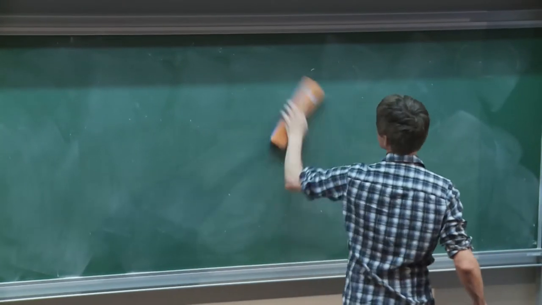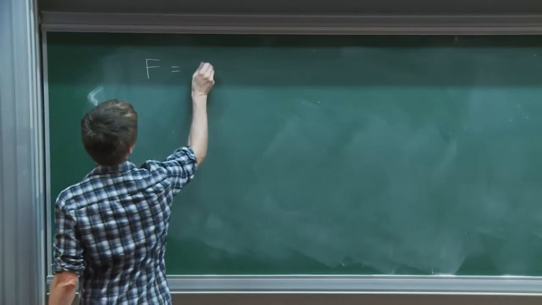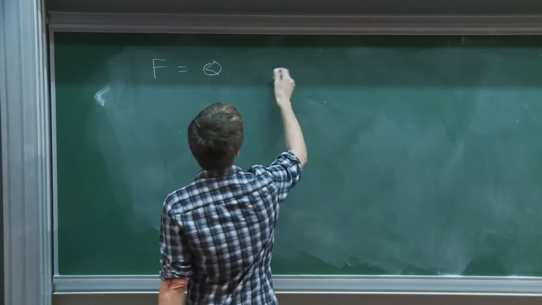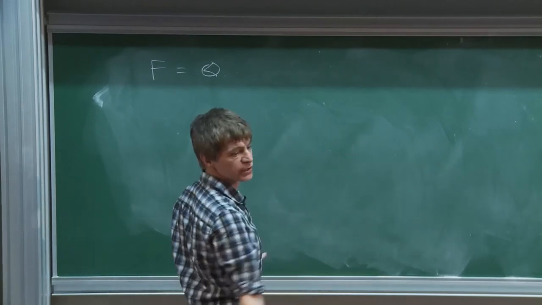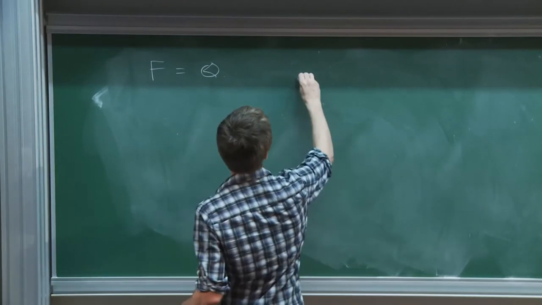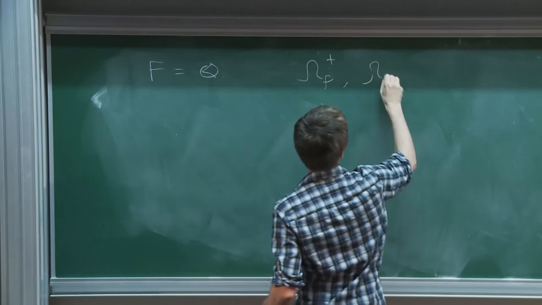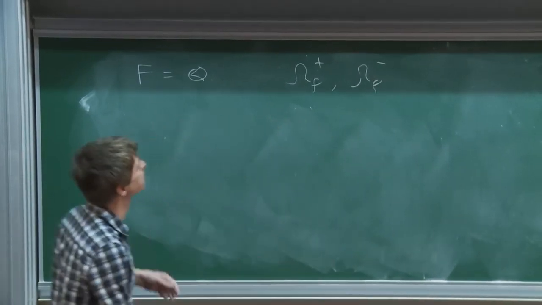So when f is equal to q, then we have just two signs, plus 1 or minus 1, and it's how we can define omega f plus and omega f minus.